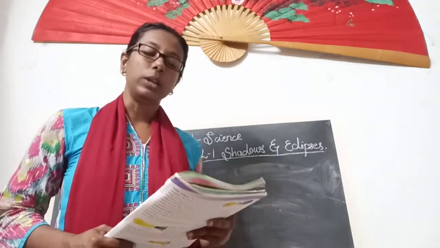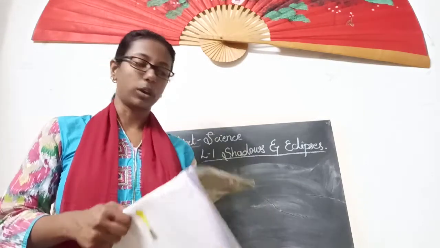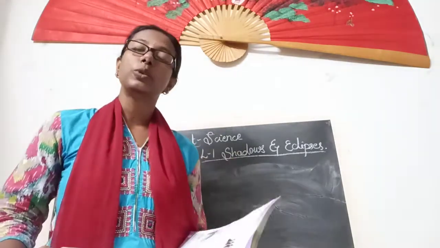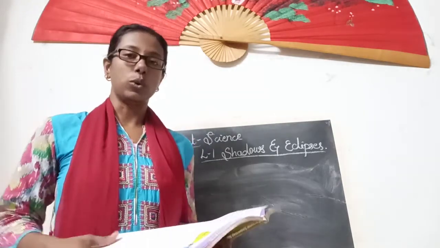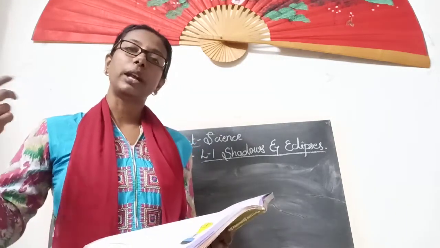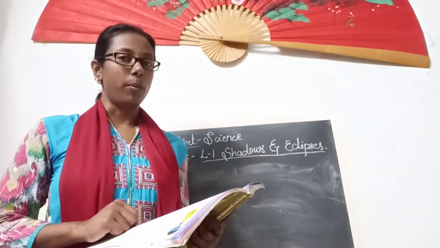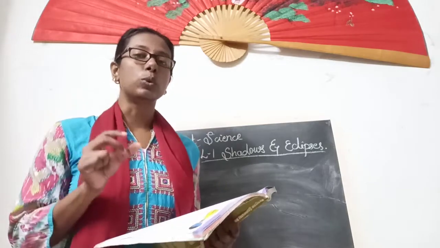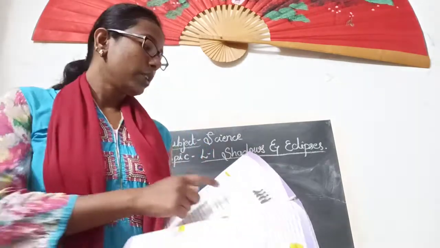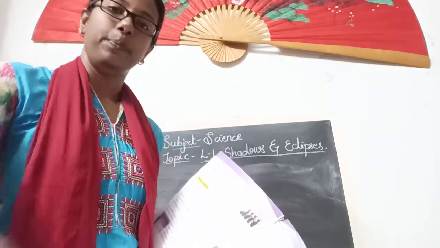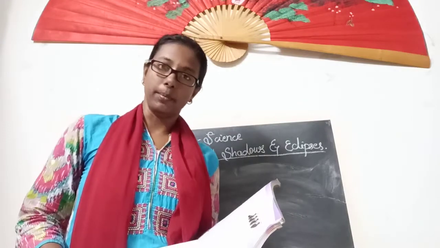Penumbra receives only some light from the source. Okay, so what happens when it is a large source of light, like the sun? The source of light is the sun. Umbra as well as penumbra will be formed, while a small source, for example a torch light, will show only umbra. Okay, it will show only umbra.